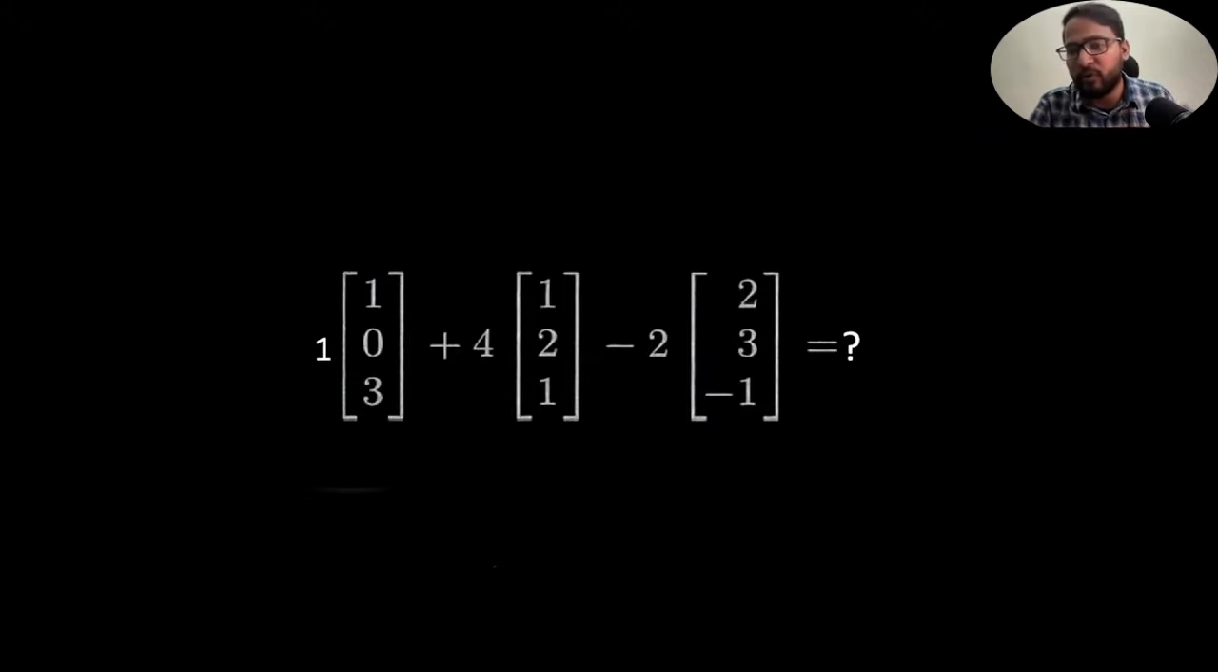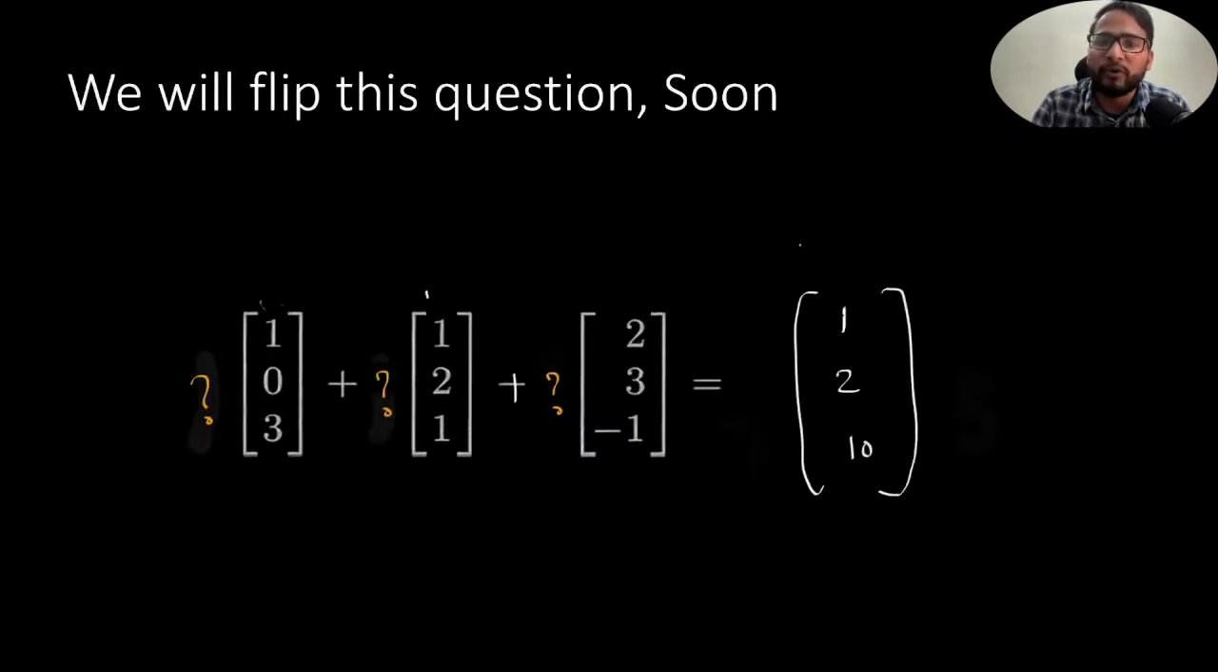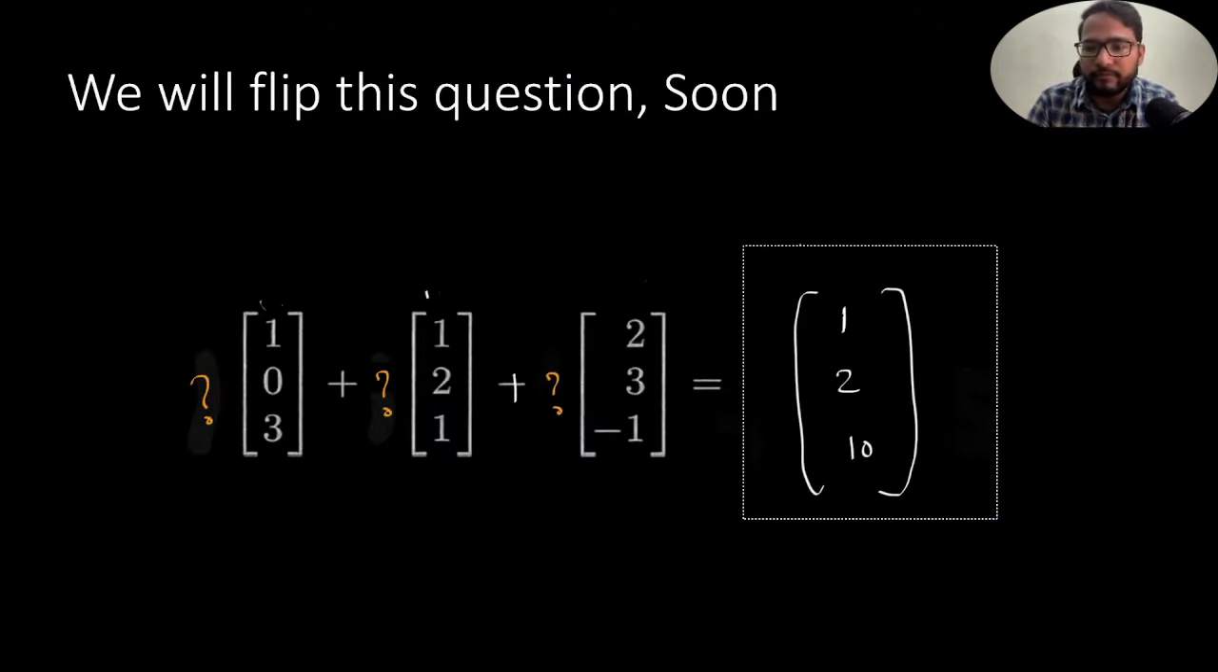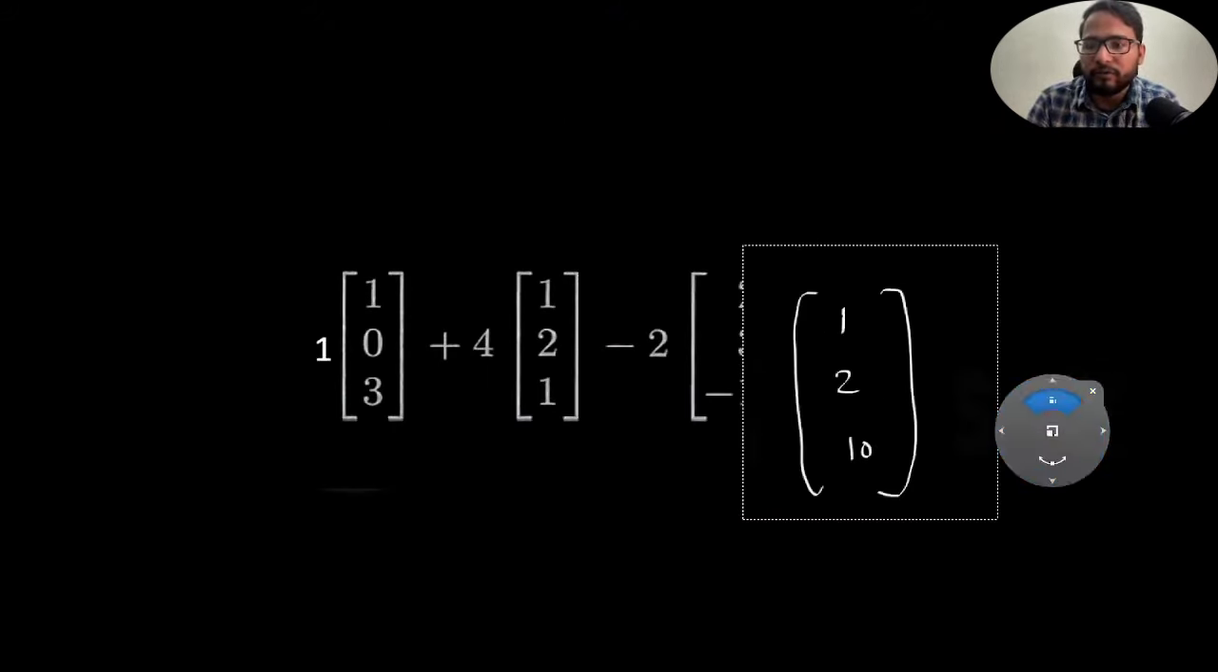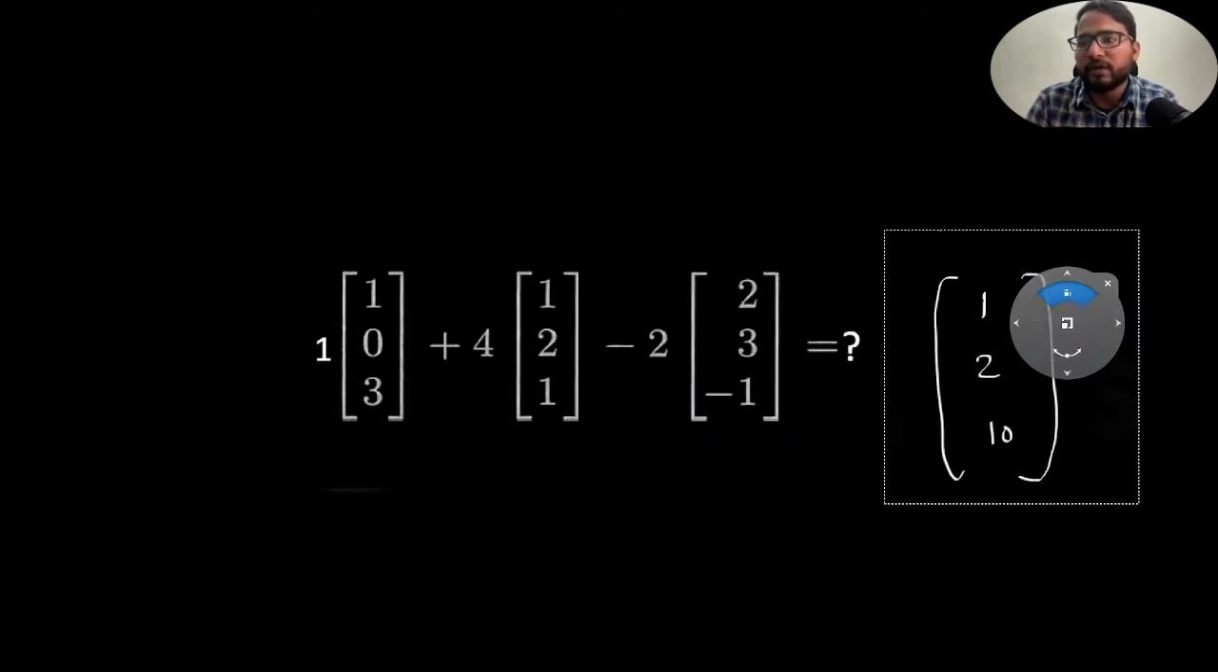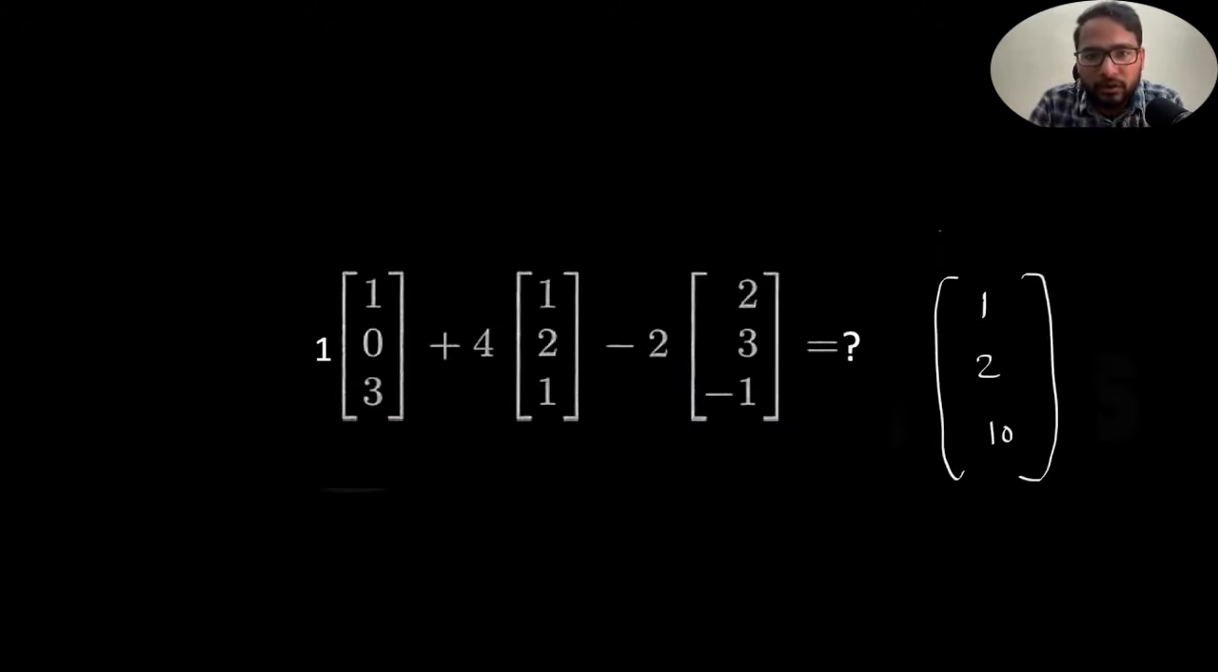So now let's keep it very simple. If you are given the vectors and some scalars and asked to find the linear combination of these three vectors, then you will get, let's suppose, 1 to 10 here. No, this is not 1 to 10. 3 plus 4 is 7, plus 2 is 9, and the other component is minus 8. So this is 1 to 9, not 1 to 10. Anyway, you can definitely find it out.